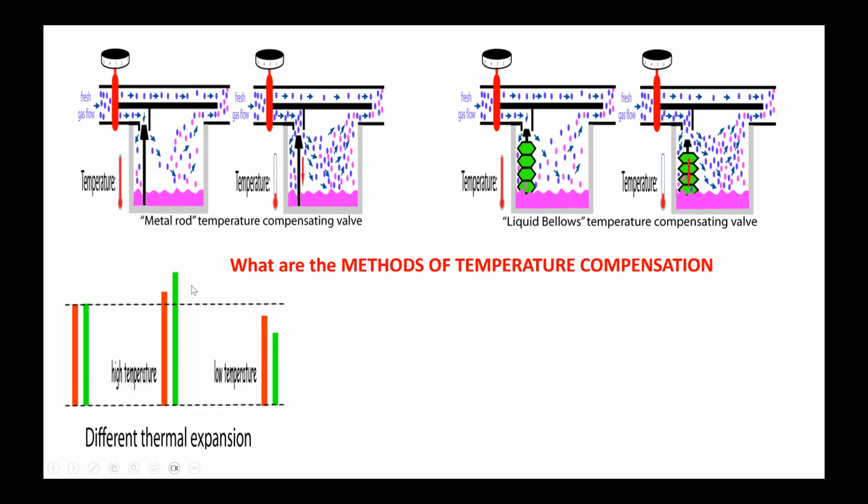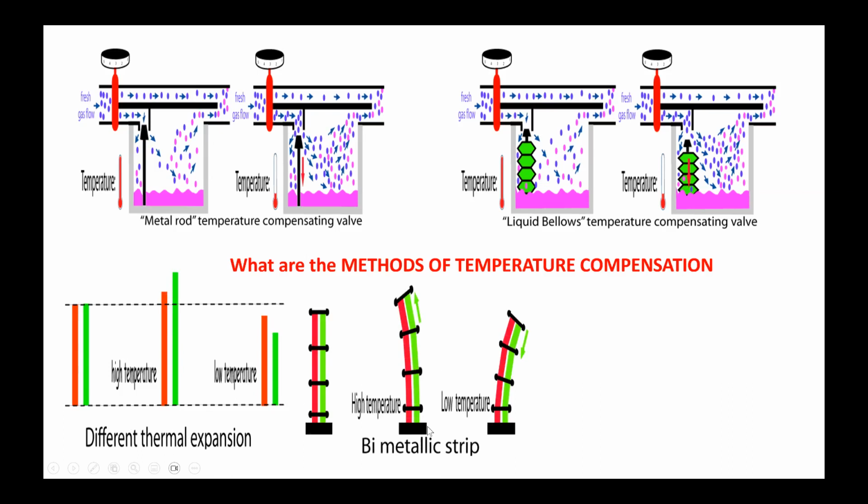So there are two metals which are clubbed together, which have different thermal expansion quality. This is the normal position. When there is a high temperature, both of them expand like this. When there is a low temperature, both of them shrink like this. Now imagine that both of them are coupled together, so they are called a bimetallic strip. So at high temperature, what happens? Both of them expand and try to occlude the inlet opening into the vaporizing chamber. At low temperature, they shrink and naturally open up the inlet to allow more gas flow.